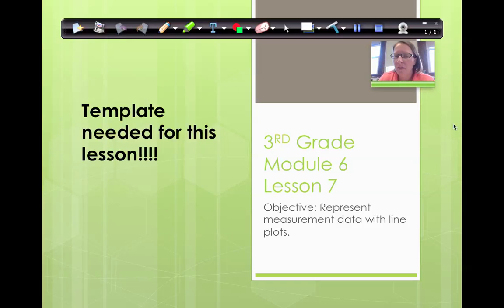Today we're going to do 3rd grade Module 6, Lesson 7. Our objective is that we're going to represent measurement data with line plots. Please remember that you have one template today and it is stapled to your homework packet.